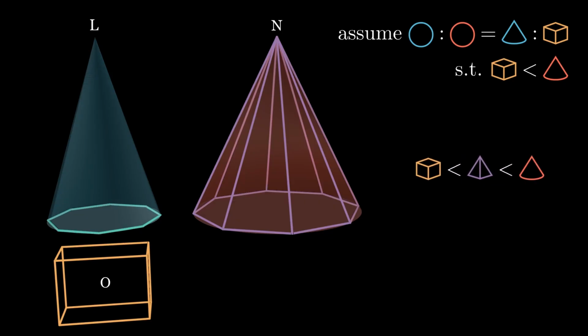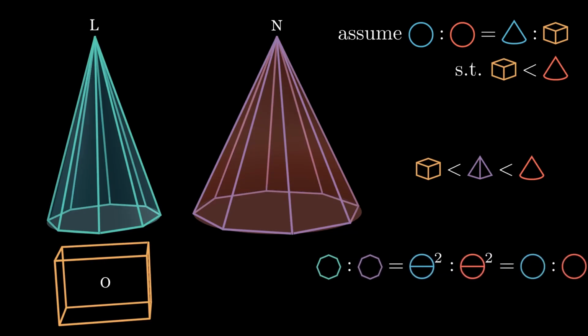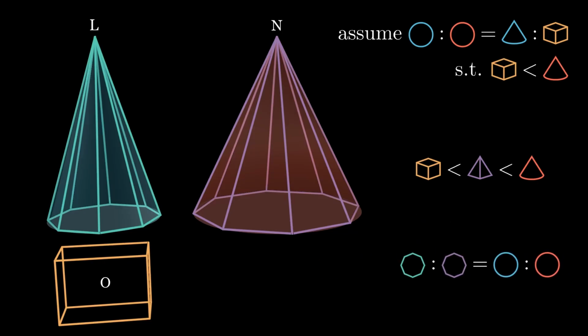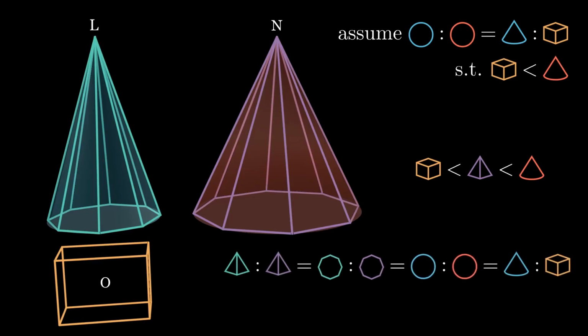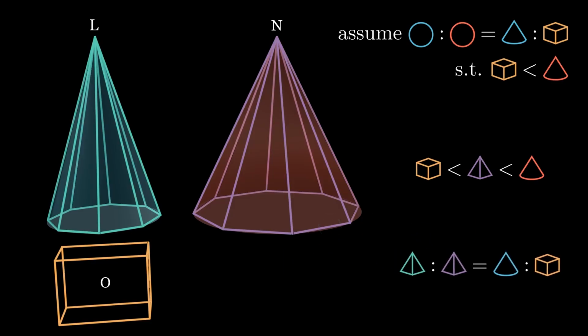Make an octagonal pyramid similar to pyramid n, but for cone L. The two octagons are proportional to the squares on their diameters, same for the circles, so the octagons are proportional to the circles. The cones are proportional to their circle bases, and the pyramids are proportional to their octagon bases. Therefore, cone L to solid O is proportional to pyramid L to pyramid n, or cone L to pyramid L is proportional to solid O to pyramid n.